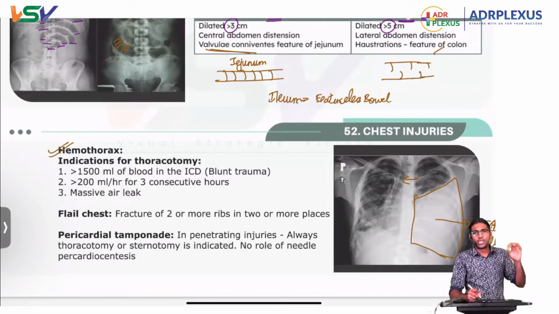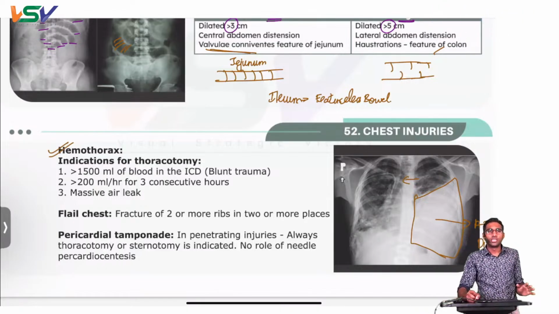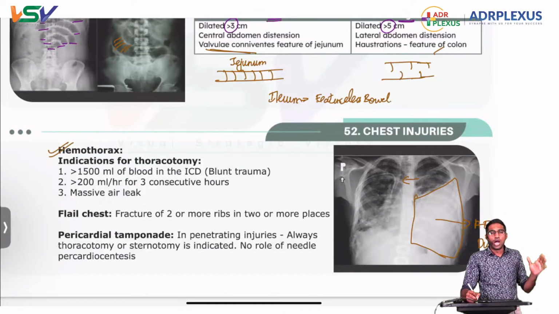So dull on percussion. Immediately you have to put an ICD. Same in the safety triangle. After insertion of ICD, you should note these three findings.